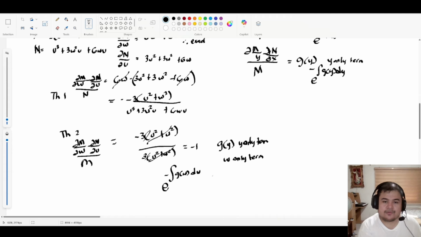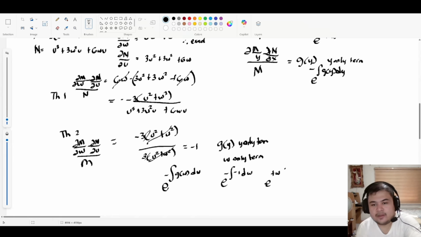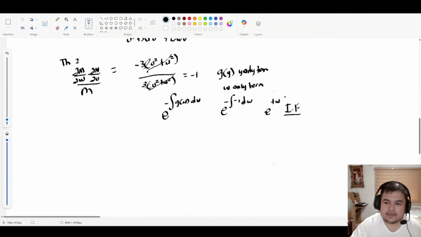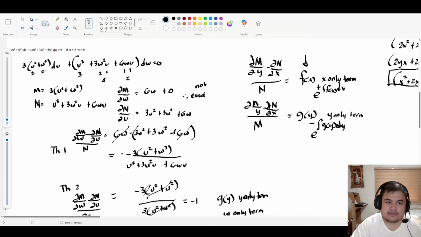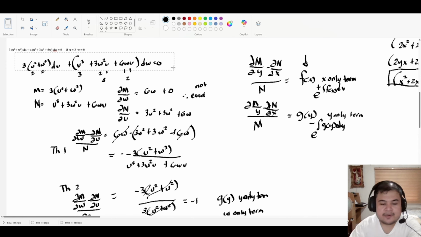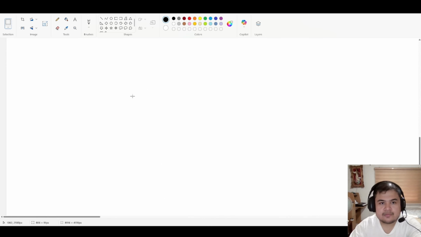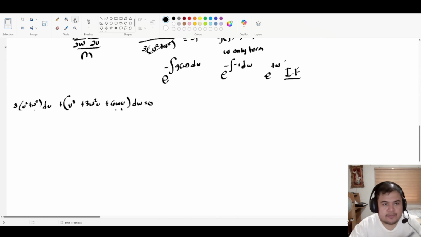We can now use the negative g(w) dw. Okay? Negative 1 dw, positive e^w dw. No, that is now your integrating factor. Okay? That is now your integrating factor. So, in order to use your integrating factor, you multiply it to your equation before you integrate, right? e to the positive w.